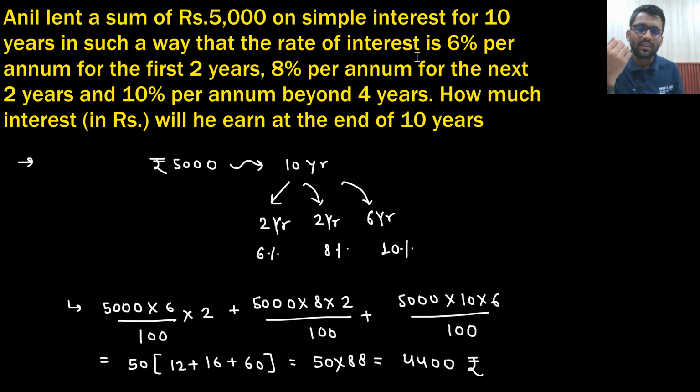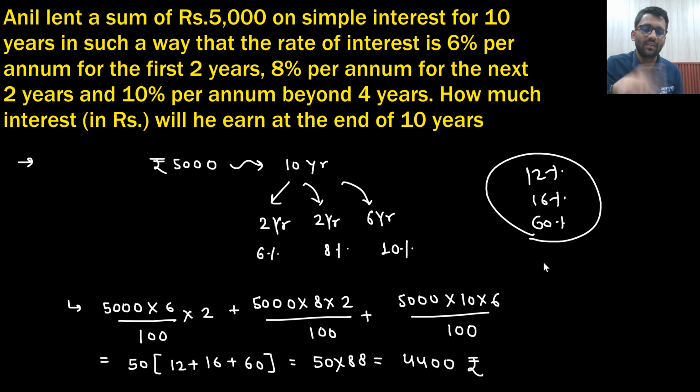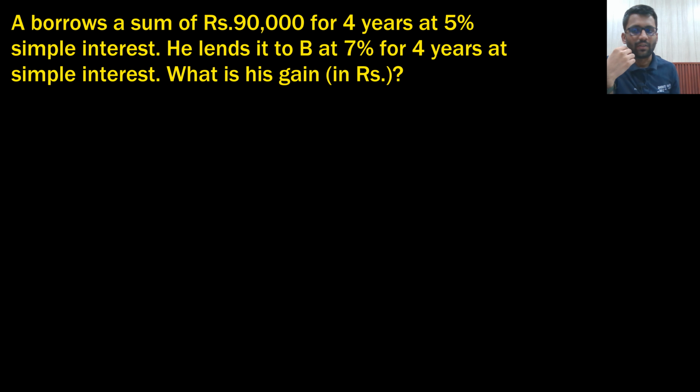In the examination, I will be doing it very, very quickly. What I will say, 6% for 2 years, that means 12%, 8% for 2 years, that means 16%, and 10% for 6 years, that means 60%. So basically he will get 88%. So 88% of 5,000, what that would be? 88 into 5, 4,400. That's it. So this is what I will be doing in the examination. Well and good. Let's see the next question.